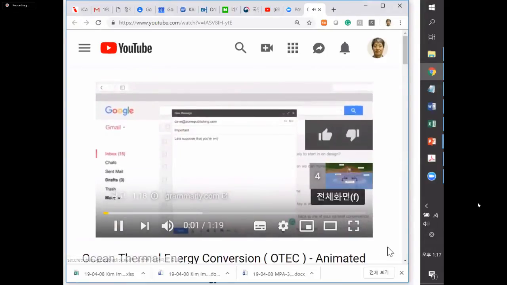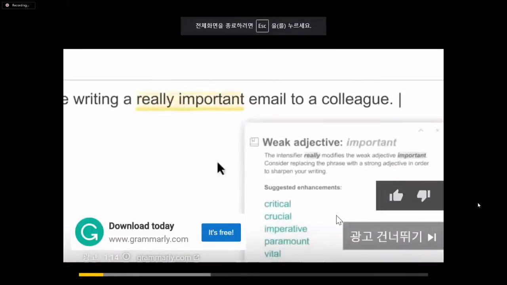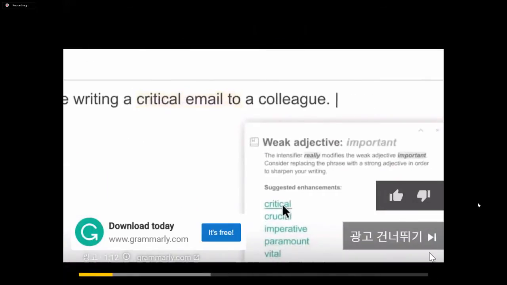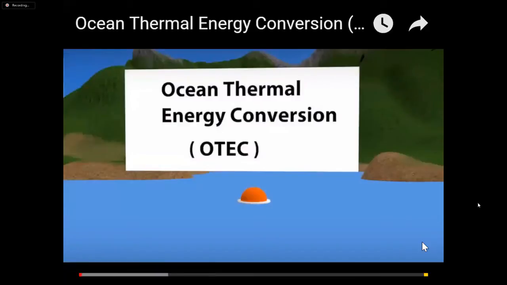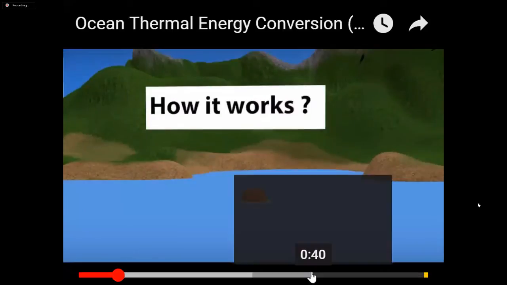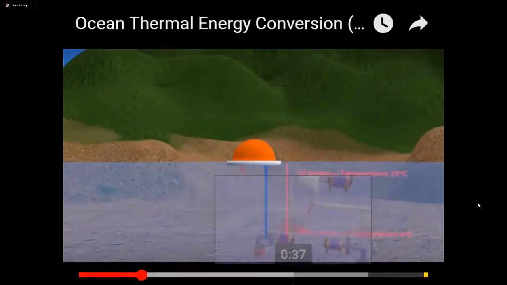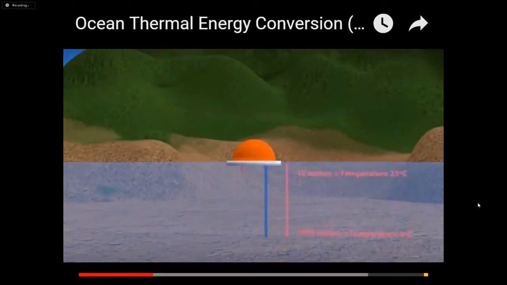I suppose that you're writing a really important email to a colleague. It's short, 1 minute.